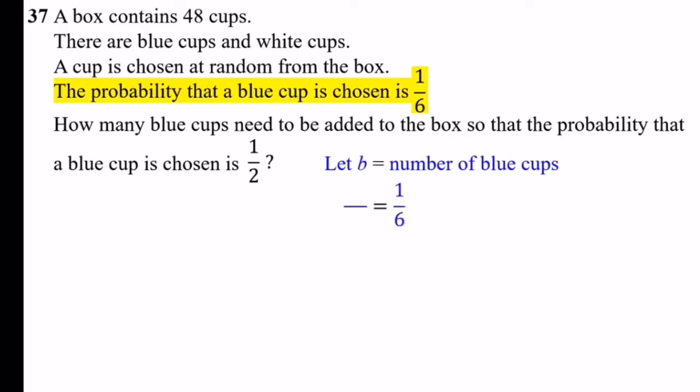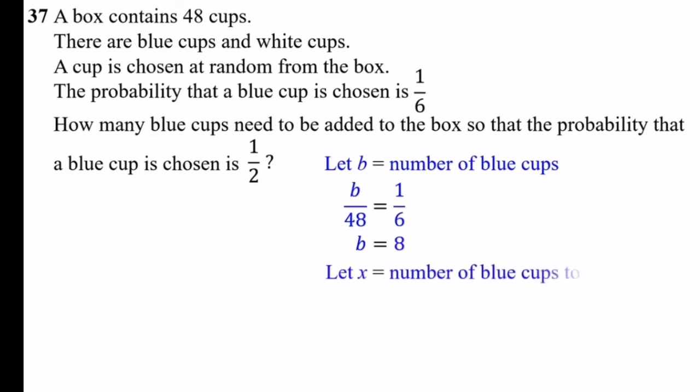So now based on the original probability value for the blue, we actually just find the number of blue cups originally. So B over the total sample, 48, is equal to 1 over 6. Then originally how many blue cups do we have in the sample space? We found out we have 1 over 6 times 48, which is 8 cups originally. Now we need to add how many cups? So we use X, so that the number of blue cups over the sample space will give you the probability 1 over 2. So we take X as the number of blue cups added to the box.